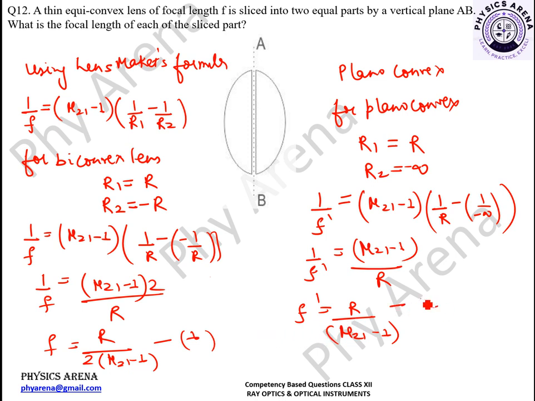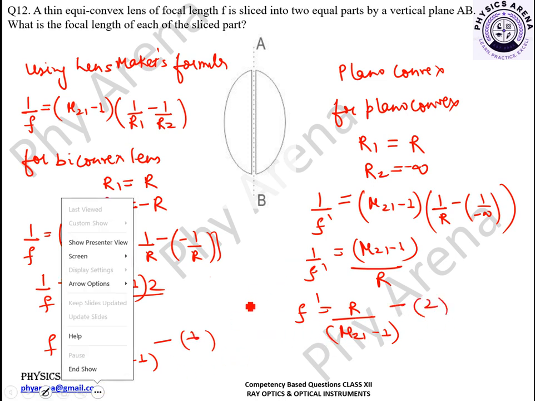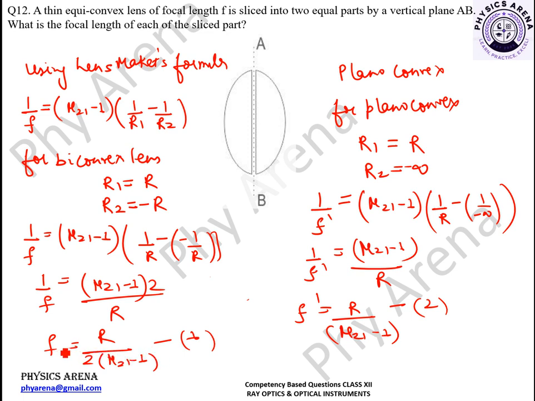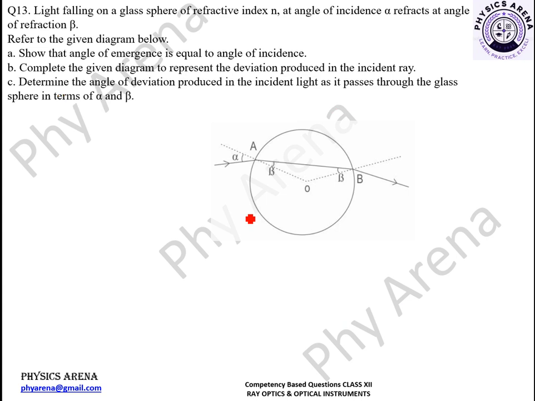Now if I compare these two equations, I can clearly see that f is equal to f dash by 2. This value that I'm encircling is the value of f dash. So I can write f is equal to f dash upon 2, and this implies f dash is equal to twice of f. So when we slice the convex lens by a vertical plane into two equal halves, each of the half will have a focal length that is twice that of the original equi-convex lens.